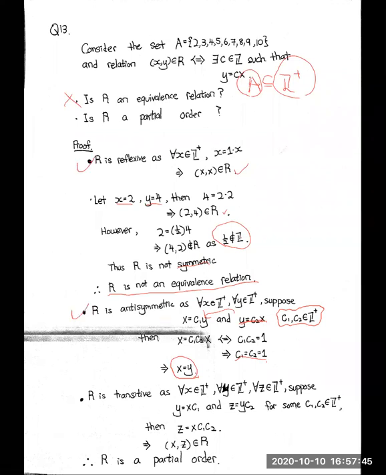Lastly, R is transitive. For x, y, z in the set of positive integers, we can write y equals xc1 and z equals yc2. Remember, positive. Then we put z equals xc1c2. This concludes that (x, z) is an element in R. Therefore, we know that R is a partial order.